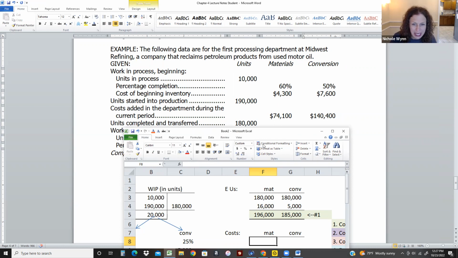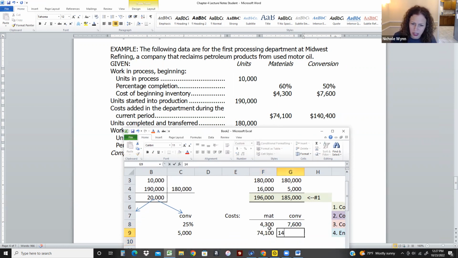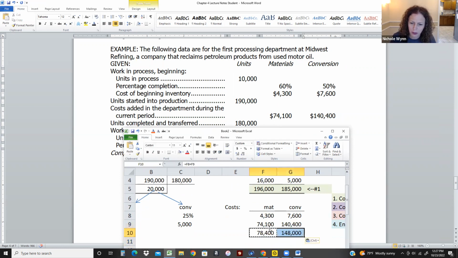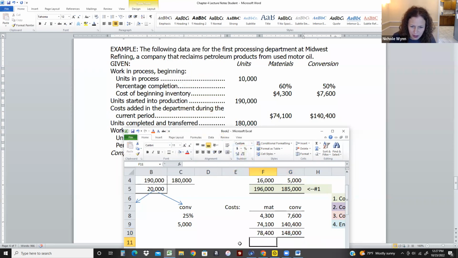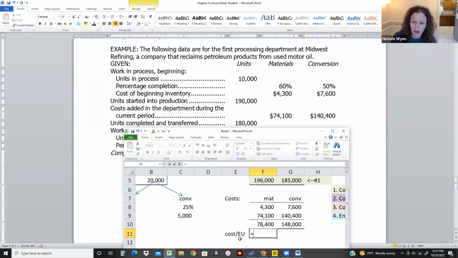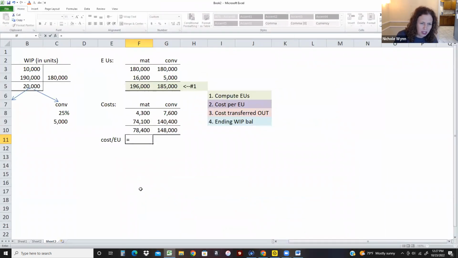And this says cost of beginning. So beginning is 4,300 and 7,600, and then 74,100 and 140,400. So total cost would be 78,400 and 148. And then cost per EU is exactly what it says. So you'll take cost. And so students will do this backwards pretty regularly. So they'll try to do it backwards, but cost per EU is cost divided by EUs. And cost divided by EUs.